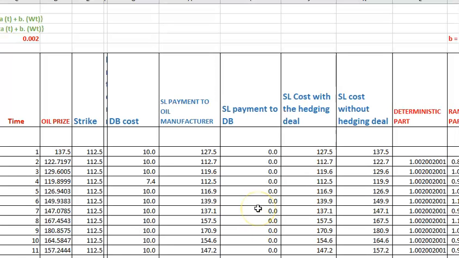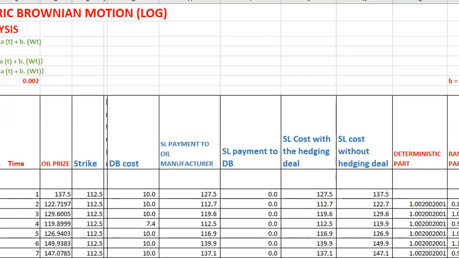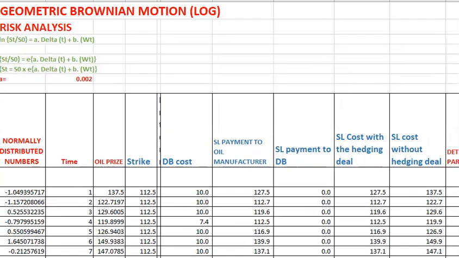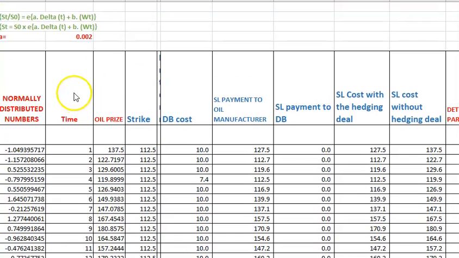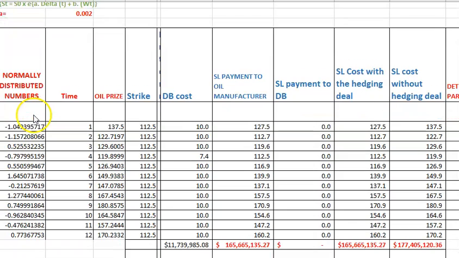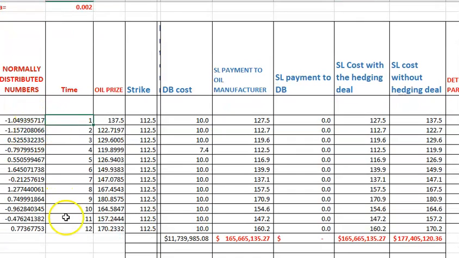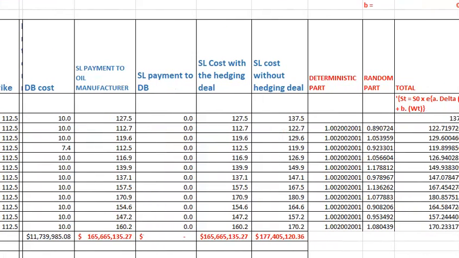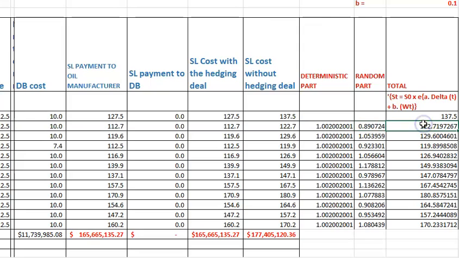This is the Excel spreadsheet that I did for the geometric Brownian motion. This is my normally distributed number, and this is the equation here, ST over S0, and this is the normally distributed number that I used, and time is 12 months, and then the oil price would be here. Oil price has two parts: one is the deterministic part and the other is the random part, and then here you have the function, and I made some assumptions here.